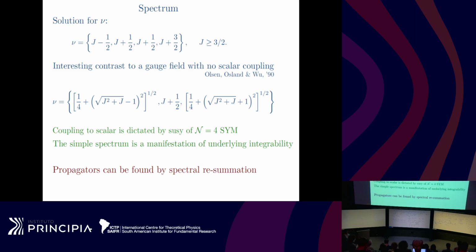So this is a simplification. It actually comes exactly because we have coupled this scalar to the gauge field, which is something which is dictated to us from the action of N=4 super Yang-Mills theory, and which again is dictated by the requirement of supersymmetry. And then we, of course, again can find our propagators by this spectral resummation that I explained before.